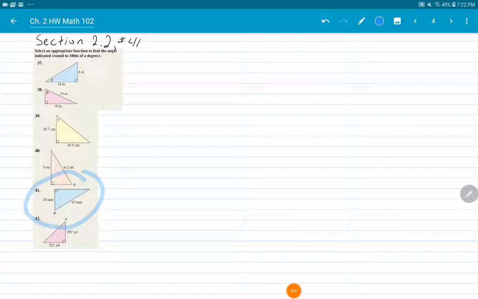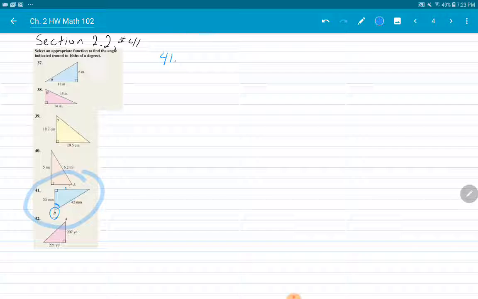Section 2.2, number 41. So for 37 to 42, we need to select the appropriate function to find the angle indicated. So I'm going to use 41 for our example. And in this triangle, the only angle that has a name is B. So that's our angle indicated, and everything is in relationship to that.